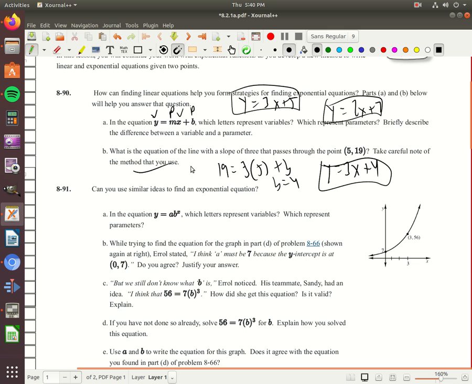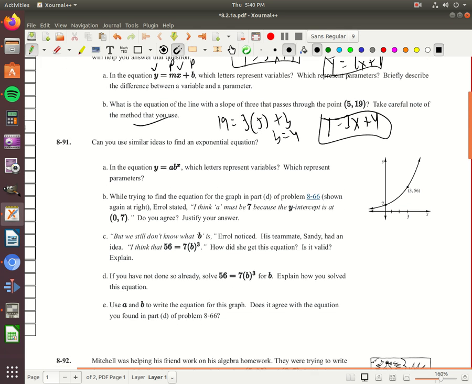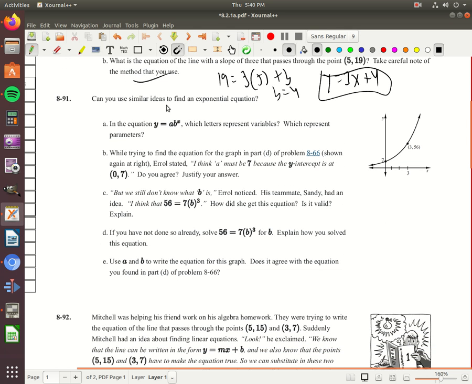It says take note of that method because we're going to see it again. So consider, can you use similar ideas to find an exponential equation? So in the equation y equals a times b to the x, which letters represent variables? Well, the x and the y do. Which represent parameters? The a and the b. The a is the starting point and the b is the multiplier.